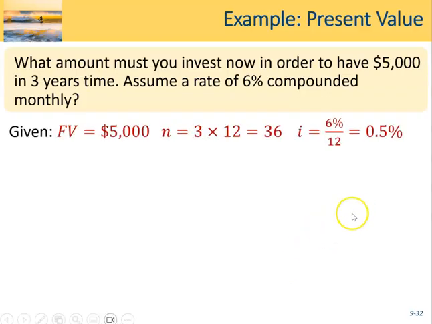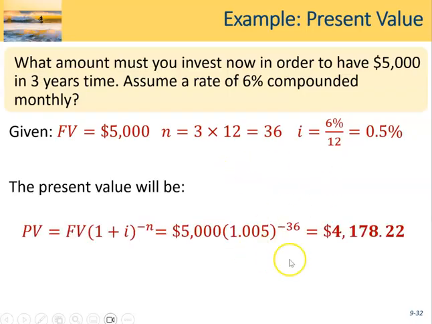Our overall annual rate is 6%, but it's compounded monthly, so we're going to divide your 6% by 12 to come up with your periodic interest rate of 0.5%. And our number of compounding periods for the entire life is 3, which is the number of years, multiplied by 12, which is the number of compounding periods in a year, to give you 36.